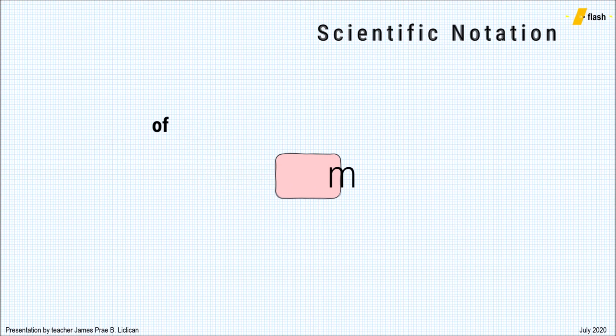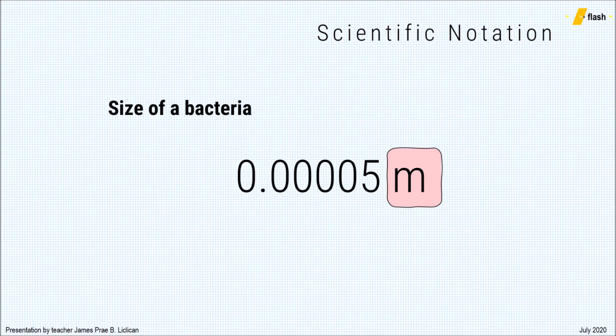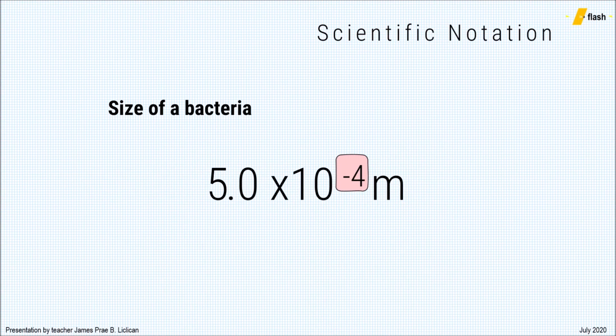How about writing small numbers? The size of a bacteria is about 5/10,000 of a meter. Alternatively, you may express it as 0.0005 meters, but to make life easy, it is either you convert it to smaller unit or express it in scientific notation. That's 5.0 multiplied by 10 raised to -4 meters.